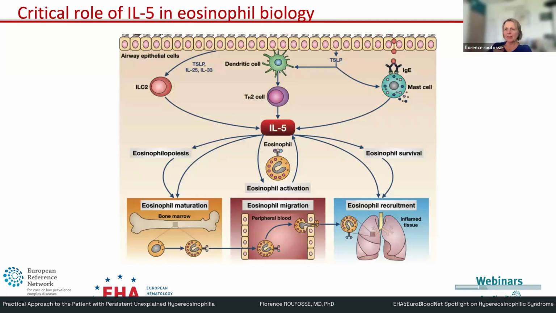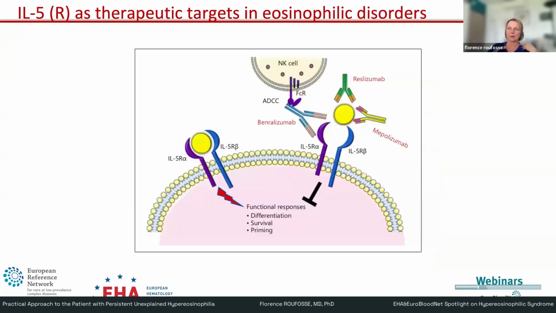So at the first webinar, I showed how important IL-5 was in the eosinophil biology. IL-5 is important for eosinophilopoiesis, but it's also important for chemotaxis, activation, survival in the periphery. Basically, it's the cytokine which enables eosinophils to survive, to expand, to be activated, to degranulate. It's a very, very central cytokine in the life cycle of the eosinophil.